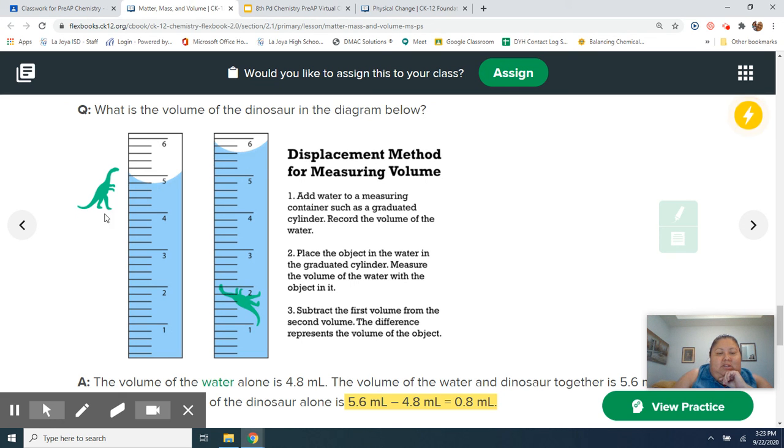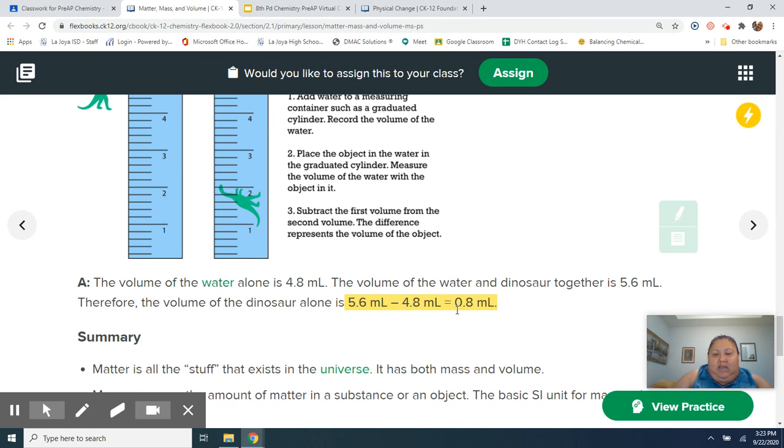Now, a little bit later, Basan dumps in our little dinosaur, and Julian reads that it has gone up. It has passed the 4.8 mark, and now we're at 5.2, 5.4, 5.6. Now, we need the difference between these two measurements to find the volume of the irregularly shaped object, in this case a little dinosaur toy. If you subtract those two, they give you the answer. It is 0.8 milliliters in volume.